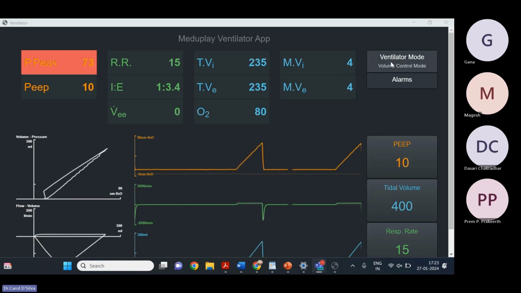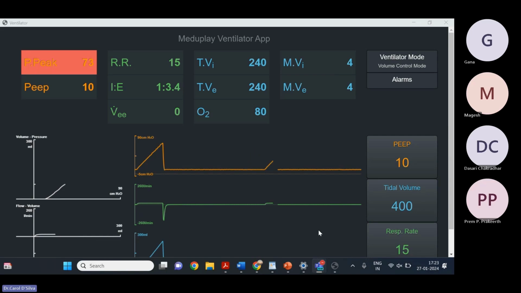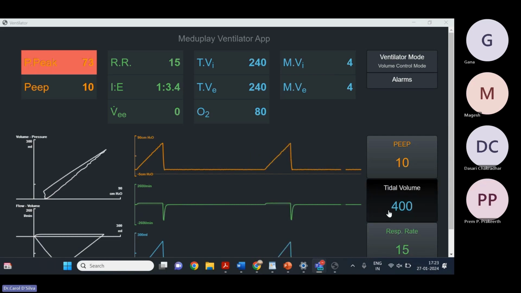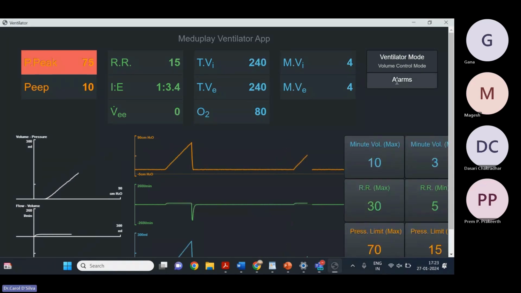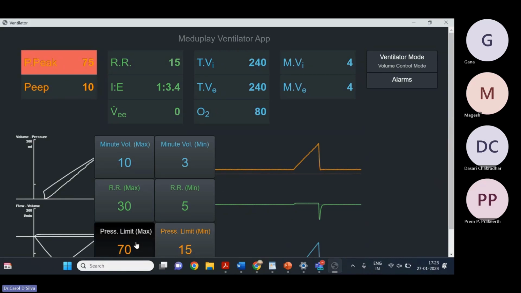But what mode is this? Volume control mode. So what did I tell you about volume control mode? Pressure changes, but volume set remains the same. So what have you set? 400. So it will deliver 400. Here it's not delivering because of your alarms. If I change my alarms, am I able to change it down? No, I'm not able to change it.